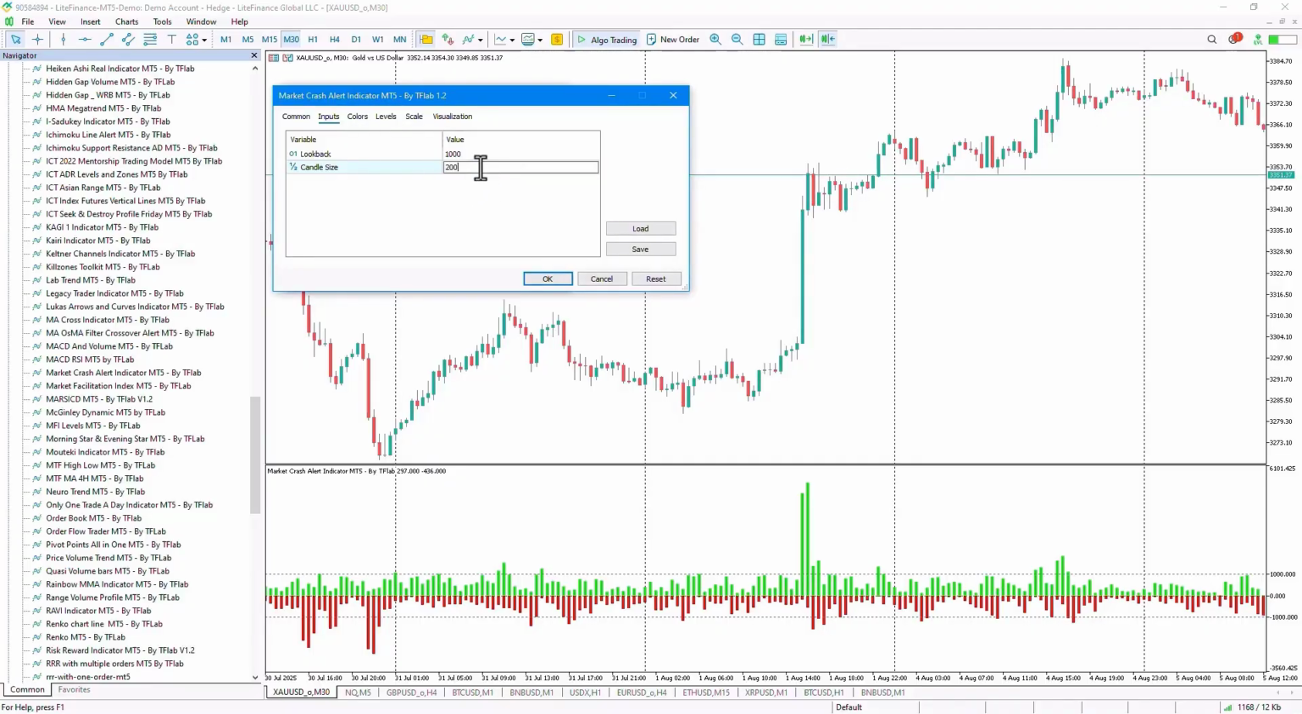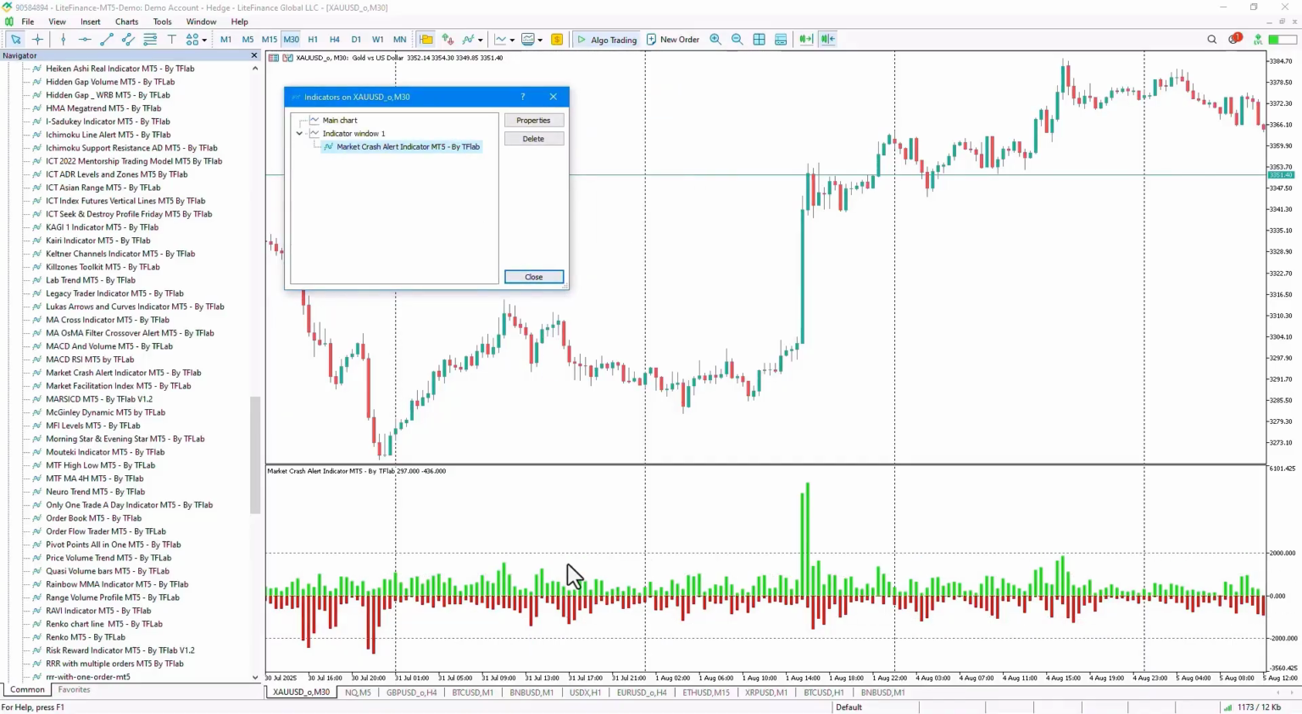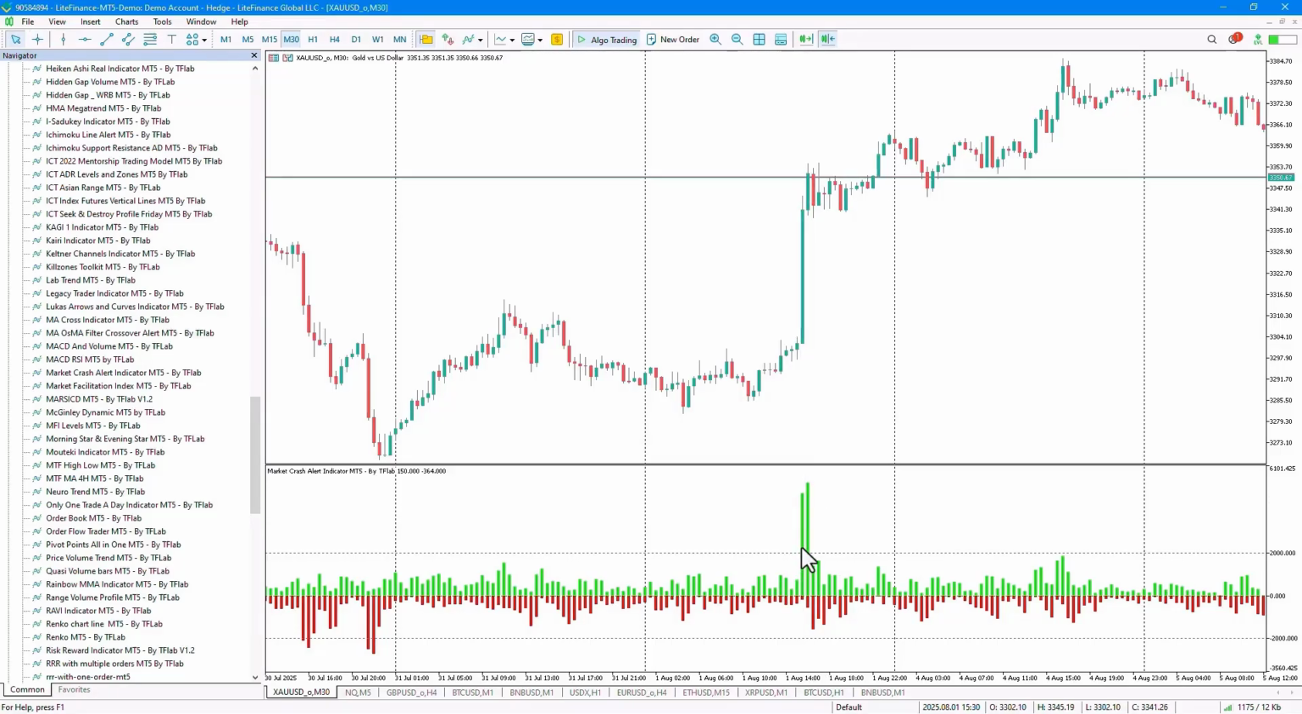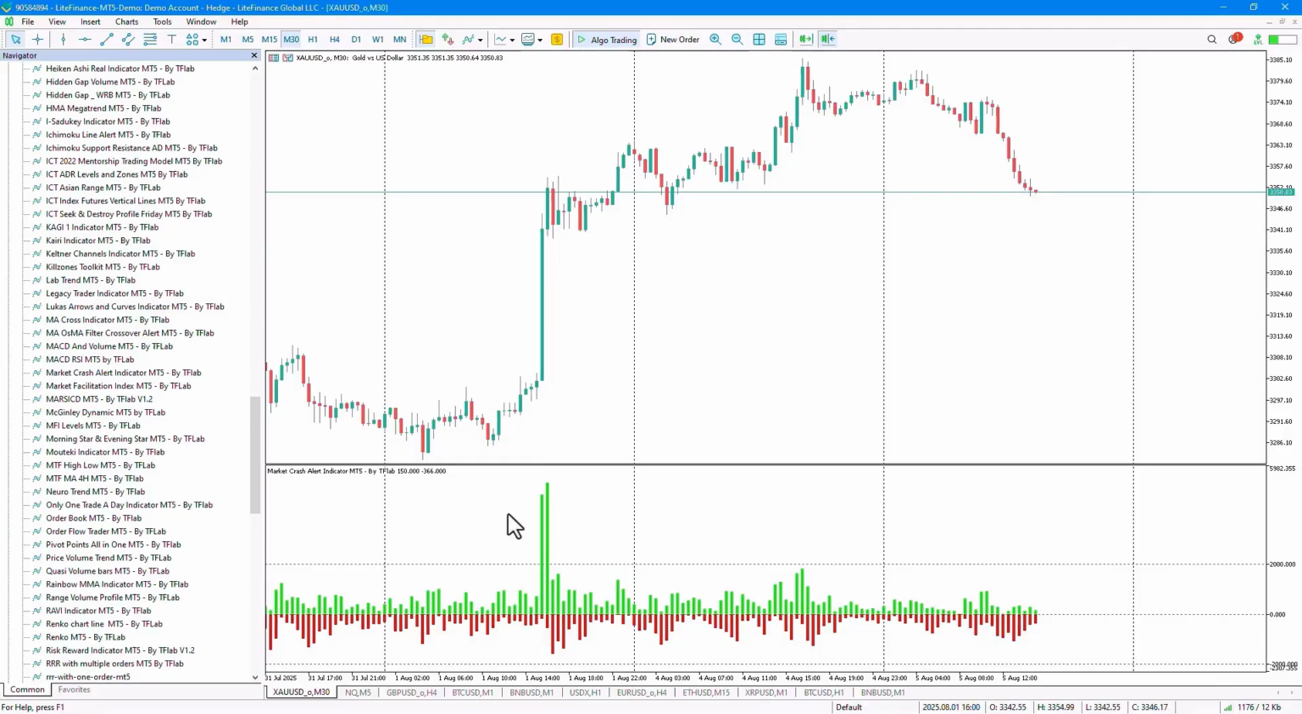For example, if I set this value to 2000, the threshold will change for me, and only if there are significant price movements in the market will alerts be triggered, so we can stay informed about price behavior.